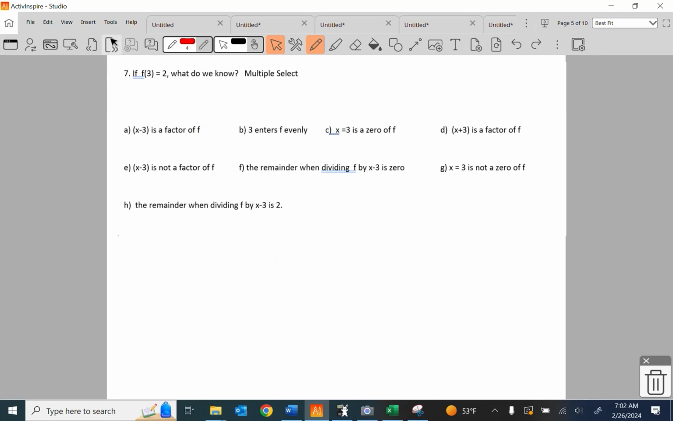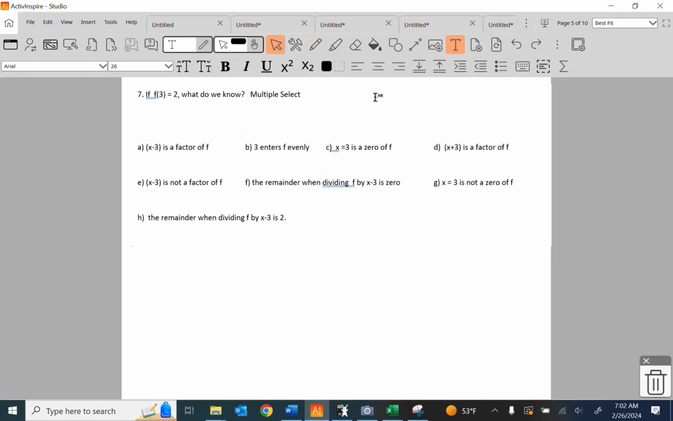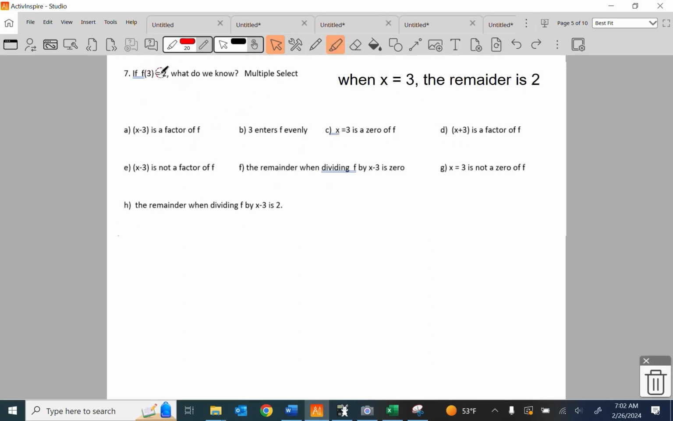If f of 3 is 2, what do we know? Multiple select. Now, this is also remainder theorem. This is not a 0. This is saying that when x equals 3, the remainder is 2. That means we're at several things, because the remainder is not 0. I know that x minus 3 is not a factor. If it was a factor, it would have a remainder of 0. It doesn't enter evenly.